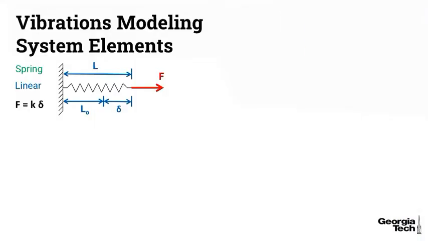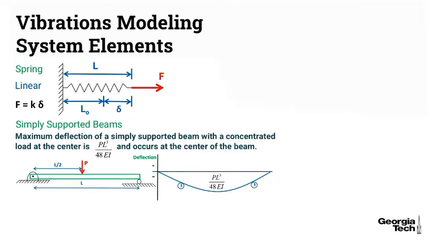And so here's our equivalent spring, or ideal spring. Let's look at a simply supported beam, where we have two supports, a pin and a roller on either end, and we've got a force P being applied at the center. It's a concentrated load. And we find that the deflection equals PL cubed over 48 EI.